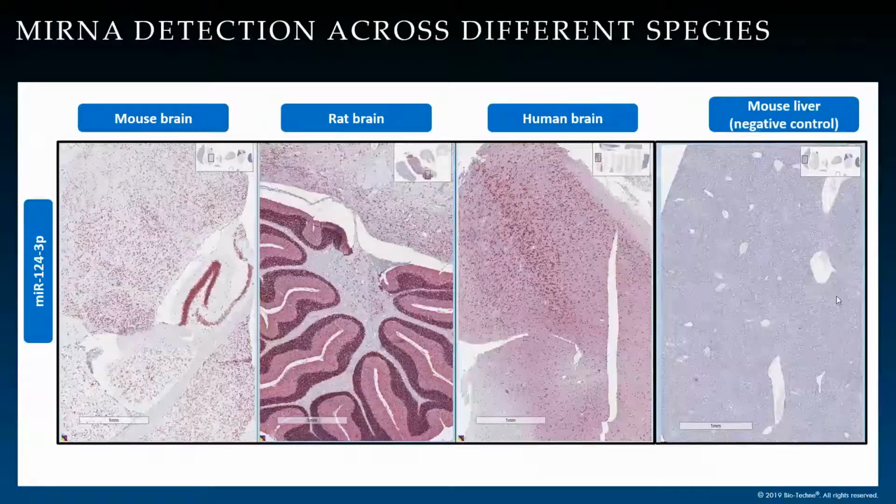Furthermore, we also wanted to show that this assay works really well across species. And here we are focusing on just miR124, which is known to express across different species and specifically in the brain of different species. And here we are comparing mouse brain, rat brain, and human brain. And you can see some nice robust expression of miR124.